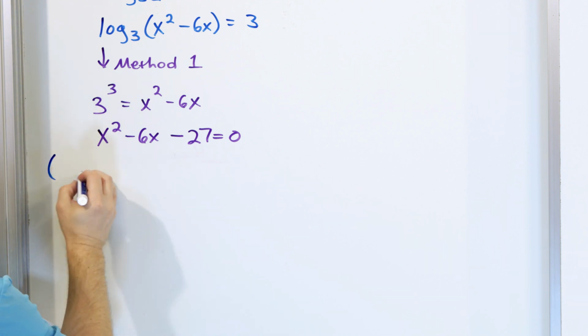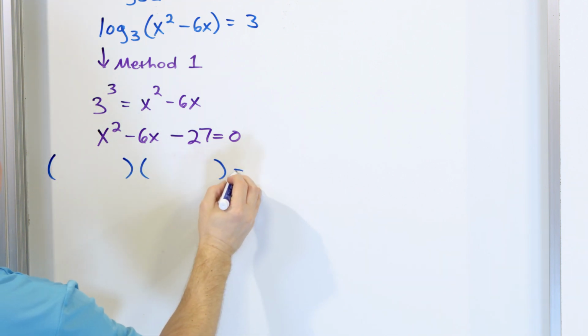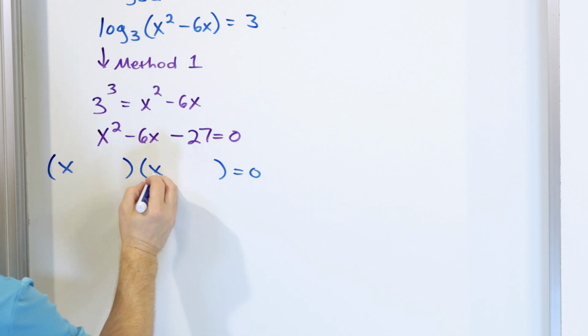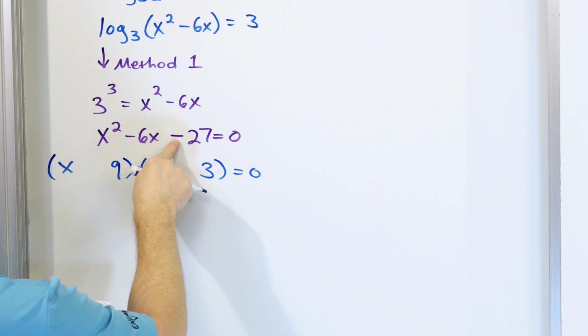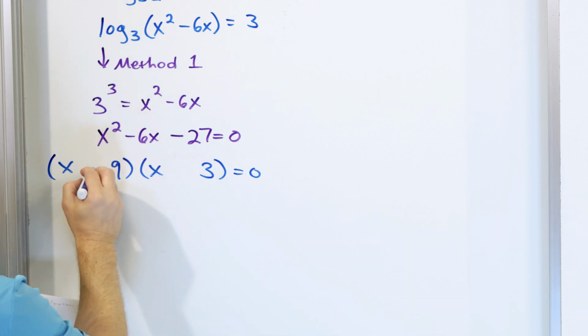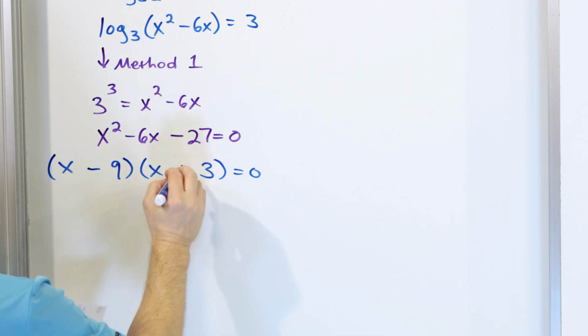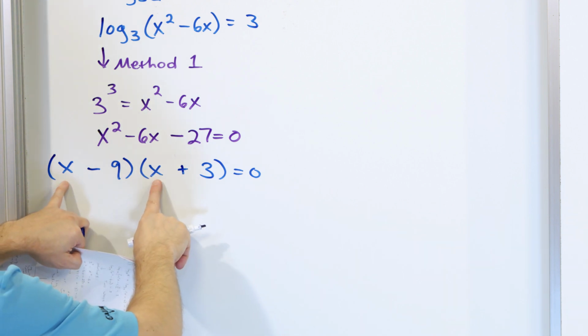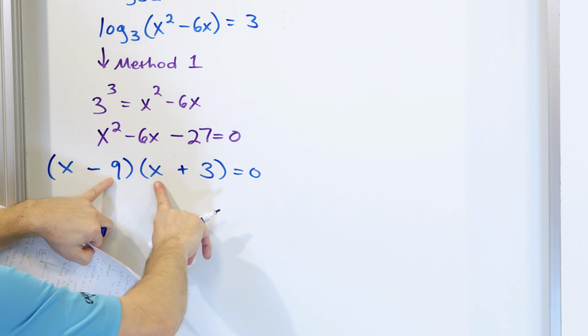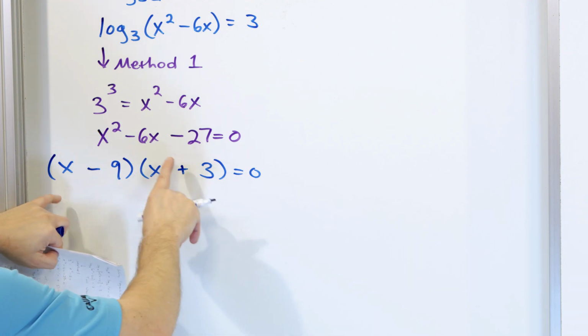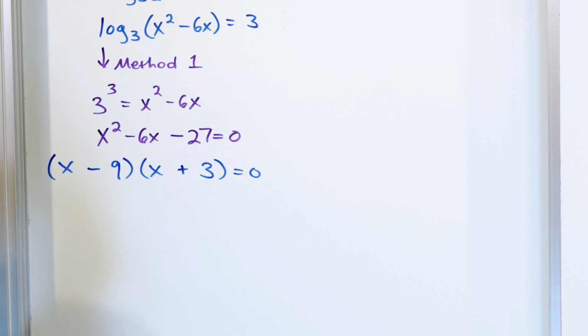So let's try to factor this thing. Open up parentheses, equal to 0. X times x. We can pick whatever you want here, but ultimately 9 times 3 is going to work. We need a minus sign, and we need a minus sign here, so the way that's going to work is minus and plus. Double check yourself. X times x is x squared. This times this is negative 27. Here's a negative 9x. Here's a positive 3x. You add that, you get a negative 6x.